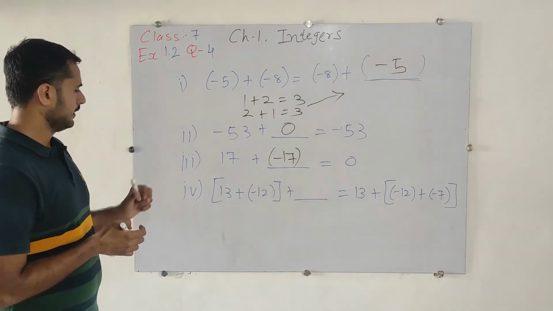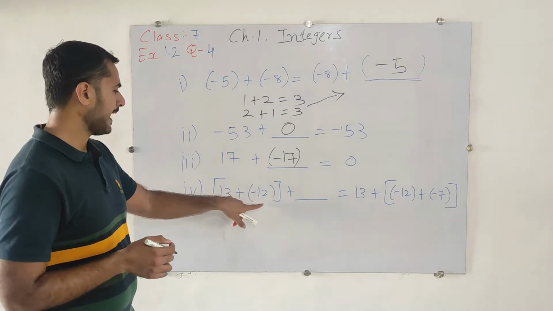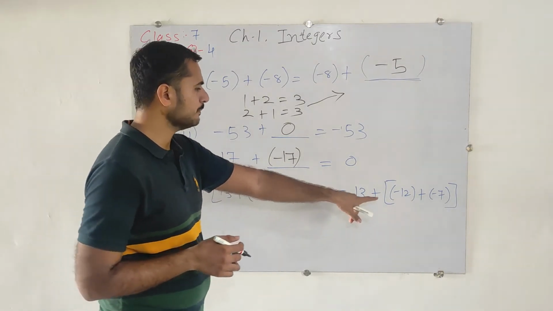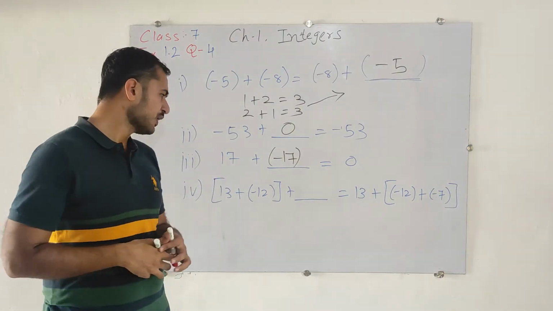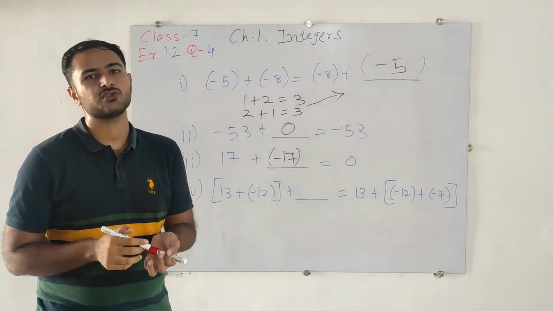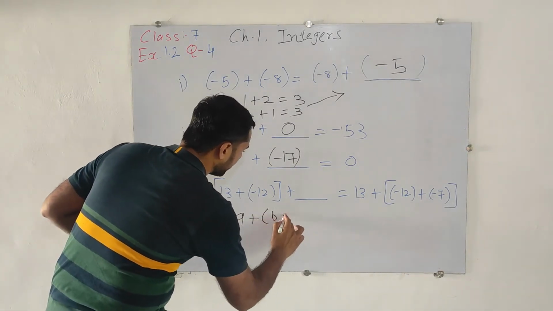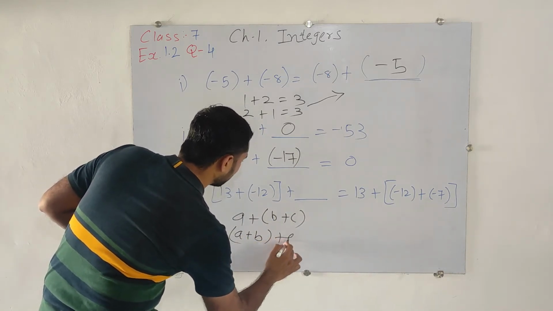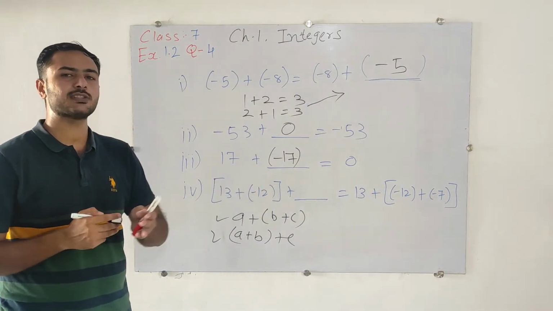So here, the last, fourth one, that is 13 plus bracket minus 12 bracket closed plus something is equal to 13 plus bracket minus 12 plus minus 7. By observation, we can see that this is something like associative. In the associative property, if I do A plus B plus C, or A plus B plus C with different grouping, in both cases the answer will be the same. So this is again the associative property.